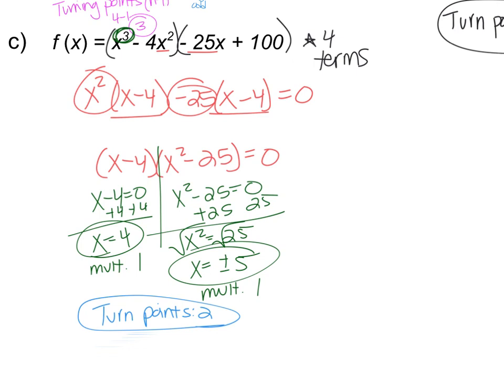So there's some practice finding your roots using any sort of factoring. The multiplicity of each root is just how many times it occurs, and how many turning points there are is your largest exponent minus 1.